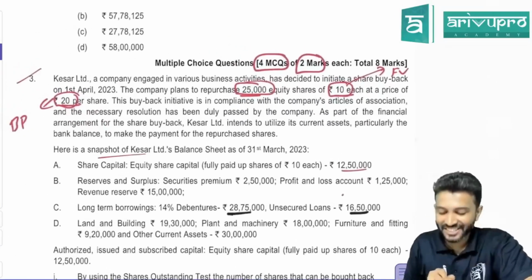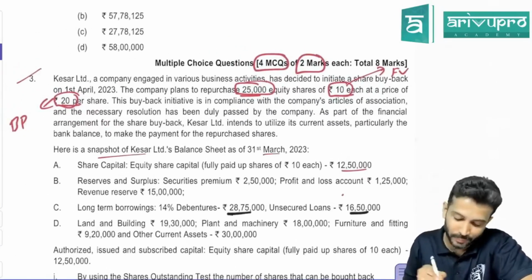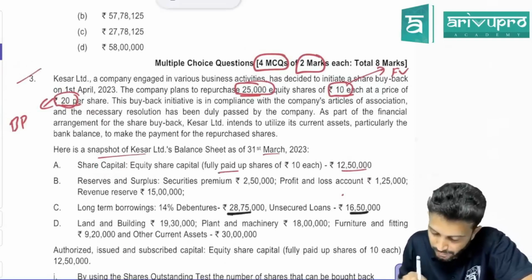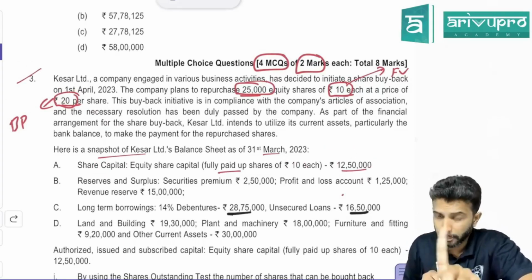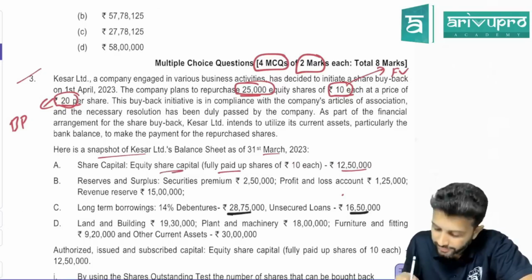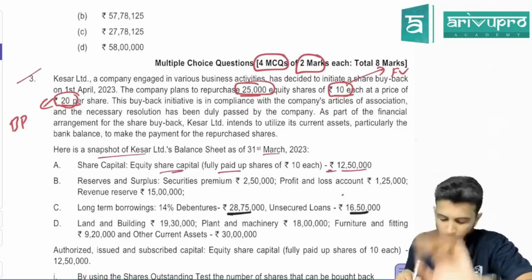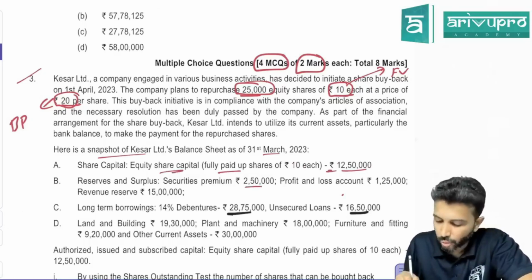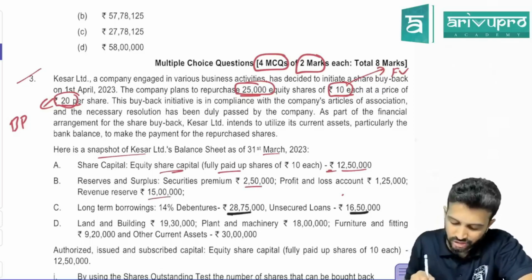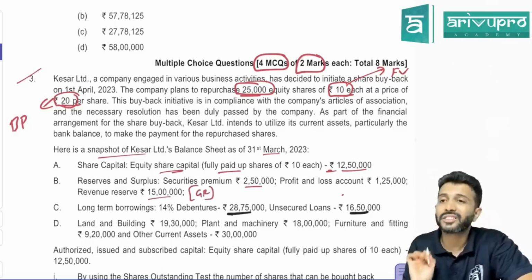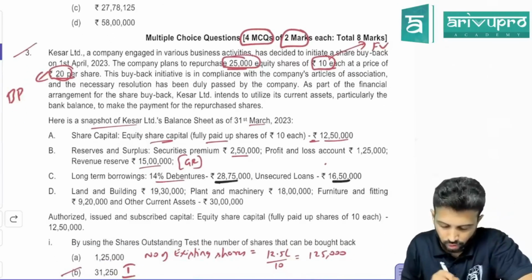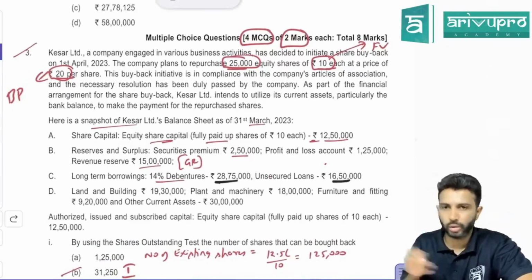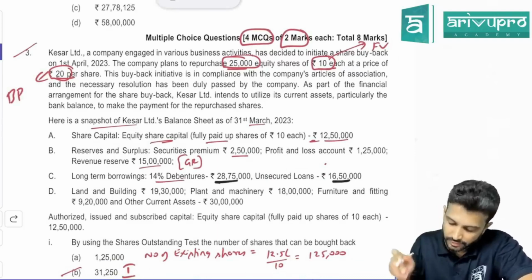No. So here is a snapshot of Kesar's balance sheet they have given. Share capital they have given, fully paid up shares of 10 each, 12,50,000. Mind you, this is not number of shares, it is share capital. And they clearly use the word rupees also. Reserves and surplus: SP is 2.5, P&L is 125, revenue reserve, which means your general reserve, is 15 lakh. Long-term borrowings: we have debentures and unsecured loan. 2 debts we have. Then they have given assets information.